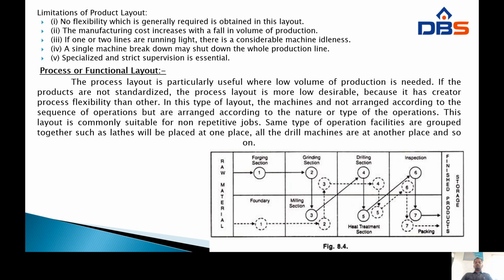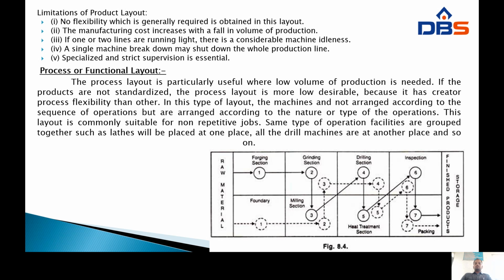So if any machinery is causing a problem, we have to shut down the whole production line, and a specialized and strict supervisor is essential. He has to identify where the problem occurs and how it can be rectified in less time. So we have to maintain a strict supervisor, but less human labor is required for the product layout.